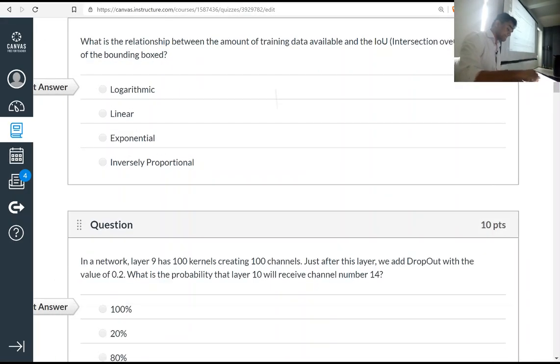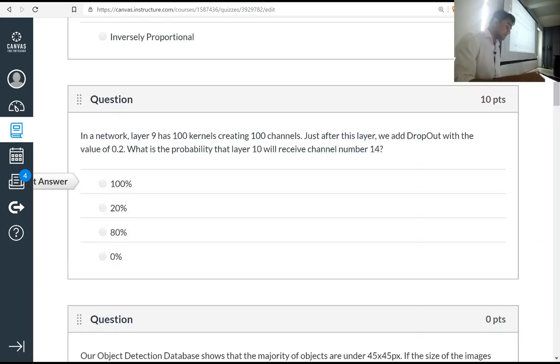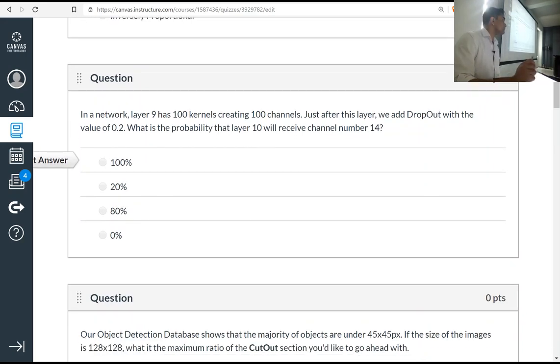Okay, in a network, layer 9 has 100 kernels creating 100 channels. Just after this layer, we add dropout with the value of 0.2. What is the probability that layer 10 will receive the channel number 14? You've seen the answer. It's obvious.